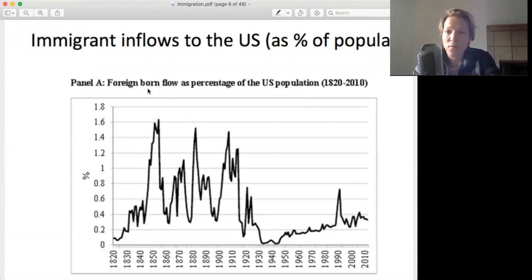So foreign-born flow. So this is, again, how many people are coming here in a given year as a percentage of the population. So you can see the big waves of immigration are really in the back half of the 1800s. And then kind of ramping up into the present.